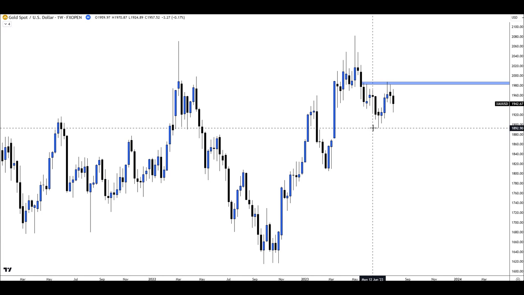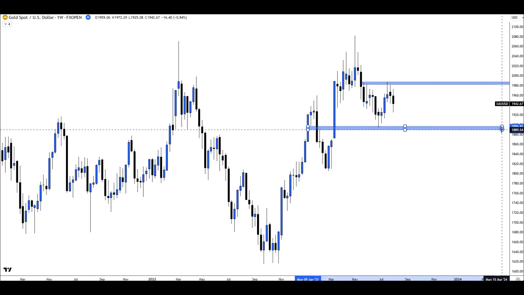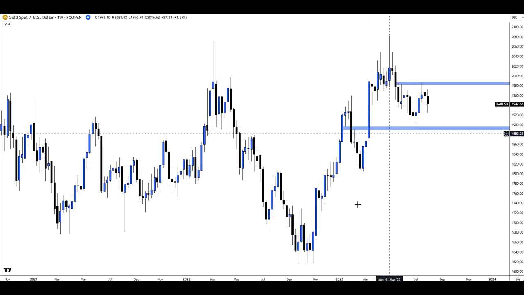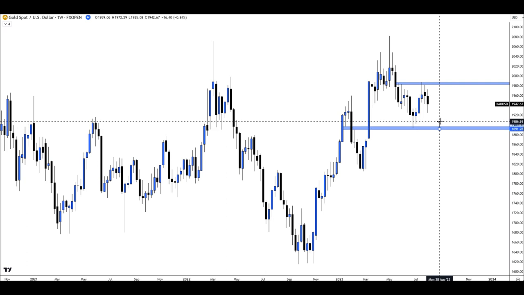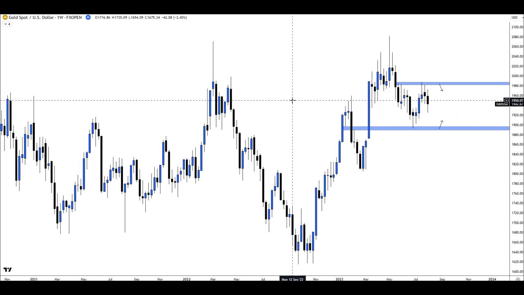As well, I identified this low within the market. If we also go further left, you can see that we had multiple reactions at this level. So from this point here, you know you're expecting strength potentially from this level, and you're expecting weakness if price reaches this level.